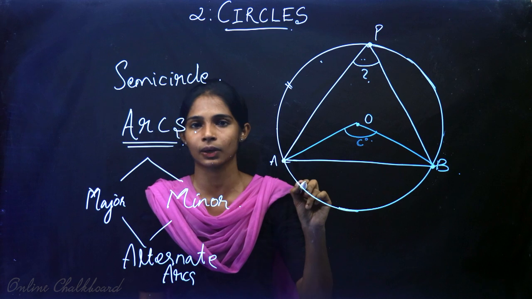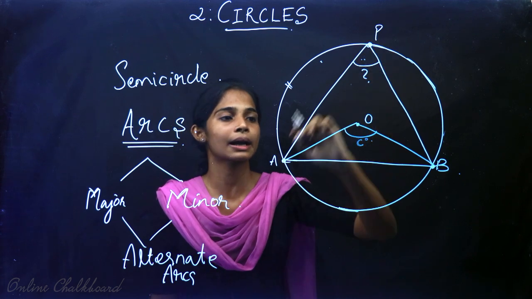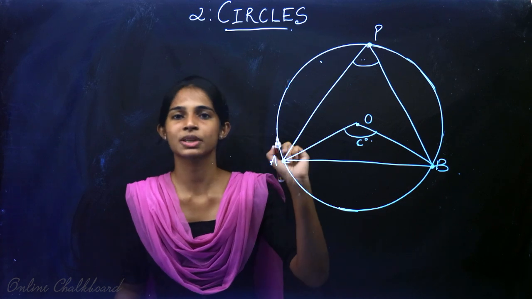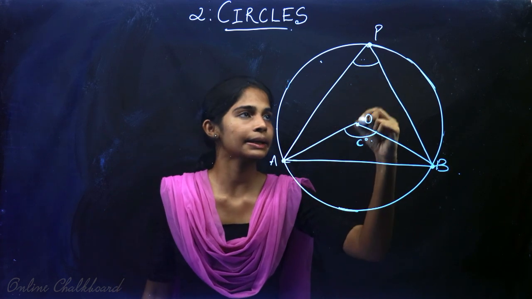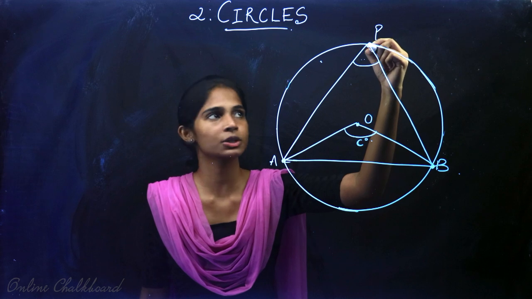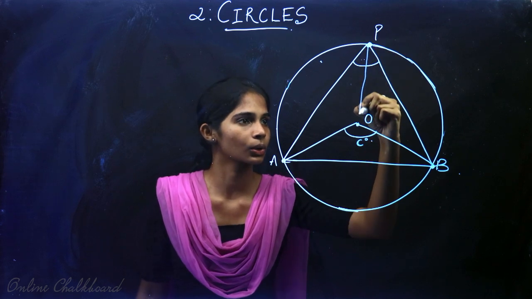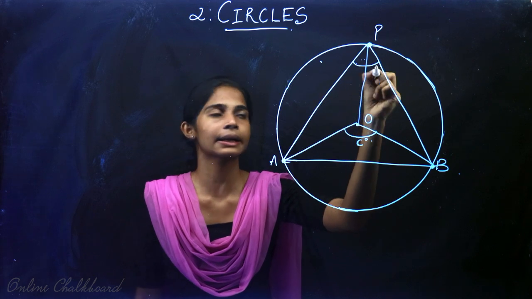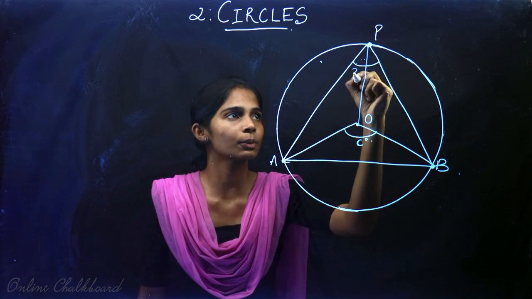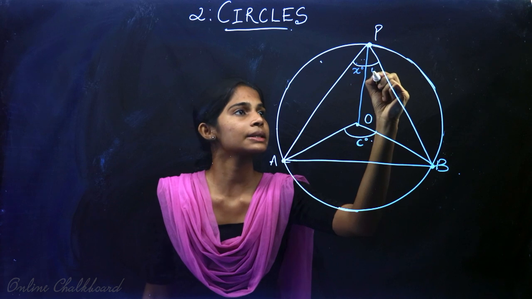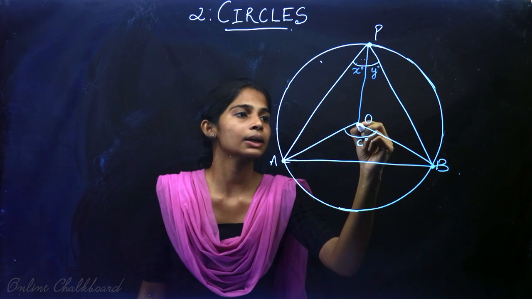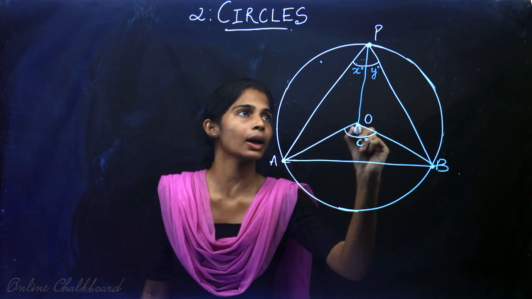Now we will see angle APB. We draw a straight line from the center to the point P on the circle. So we divide angle APB into two parts, one part as x degrees and the other as y degrees.